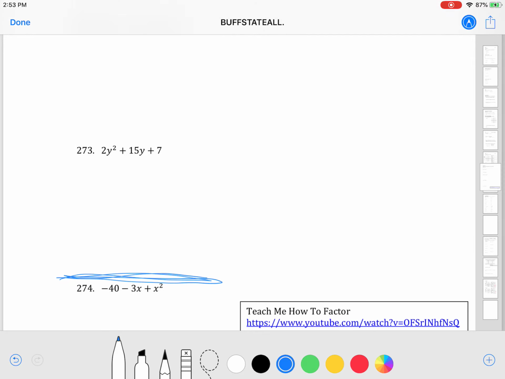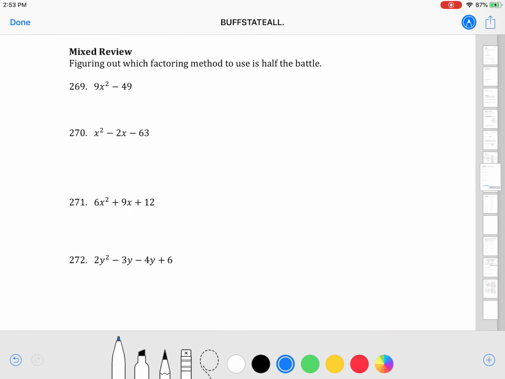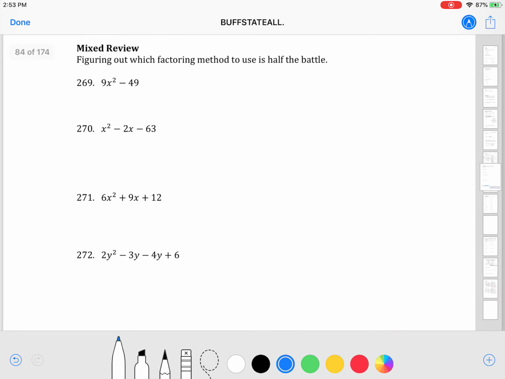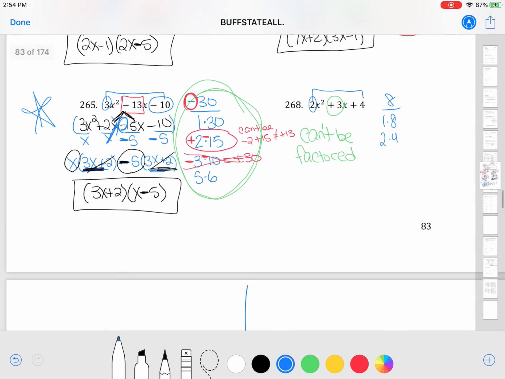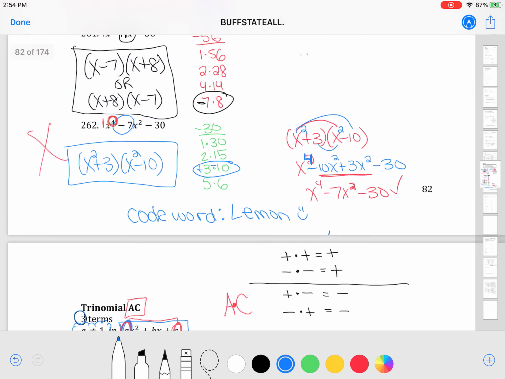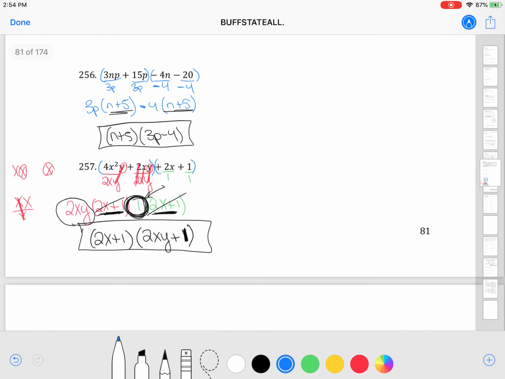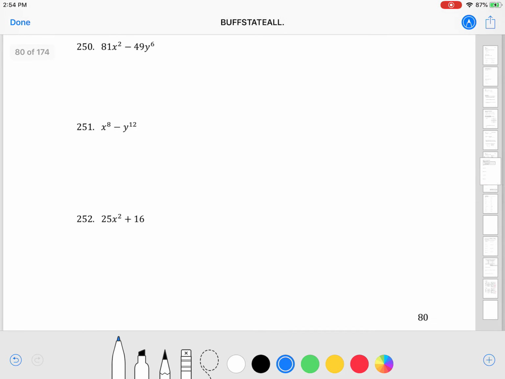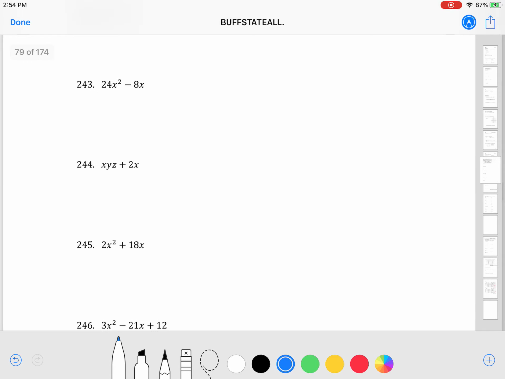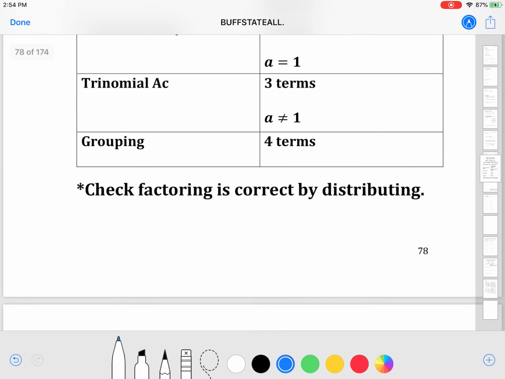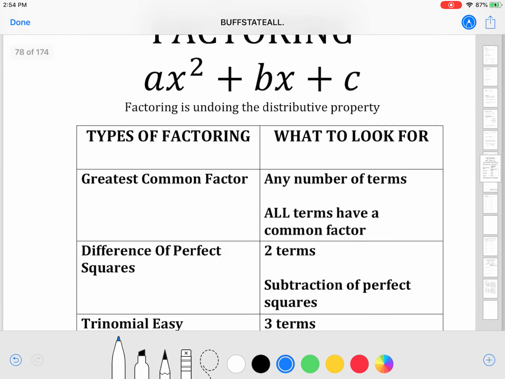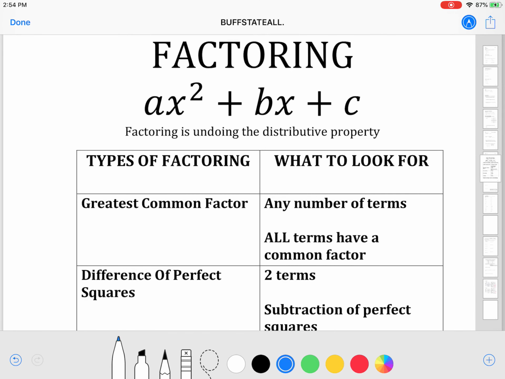Don't worry about 274 for now. I want you to look at these next 5 questions we're about to do as though it's your quiz. And you know walking into it that there's going to be, again, 1 GCF question, 1 DOPS question, 1 grouping, 1 trinomial easy, and 1 trinomial AC. Now before jumping into this, I want you to scroll up. I know, I'm sorry, I'm terrible at scrolling on this thing. Scroll back up to that page we skipped in the first video that tells you when to use each method. It's on 78. So flip to page 78 real quick.